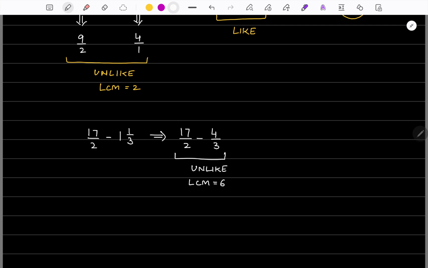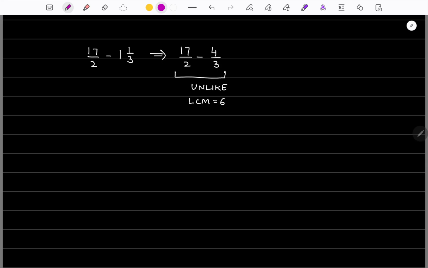Once we convert these fractions into their equivalent forms so that their denominator is equal to the LCM, from 17 by 2 we get 51 by 6, and for 1 by 3 we get 2 by 6. So we subtract now 2 by 6 from 51 by 6. Since these are like in nature, we simply subtract the numerators, 51 minus 2, and write the denominator as such, that is 6.